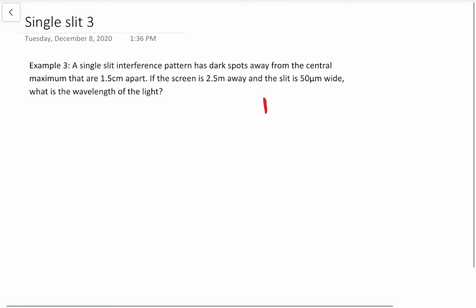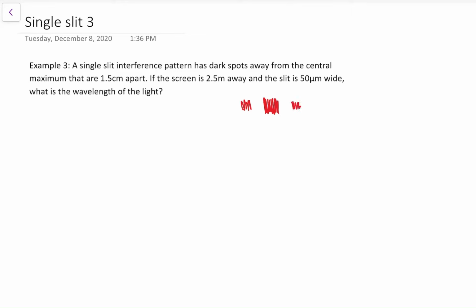Okay, another single slit. Again, I'm going to emphasize that pattern first. It's got that central maximum that's really bright and really wide. Then on either side of that, not as bright, not as wide. It fades off to other bright spots.